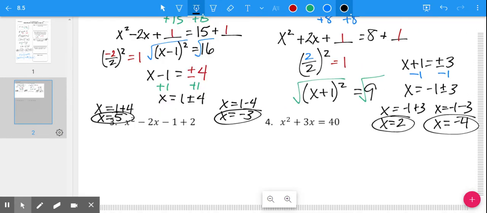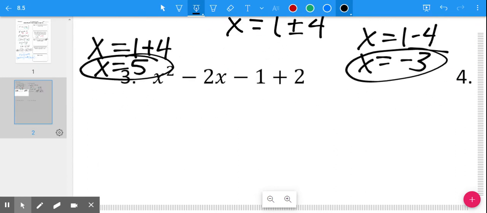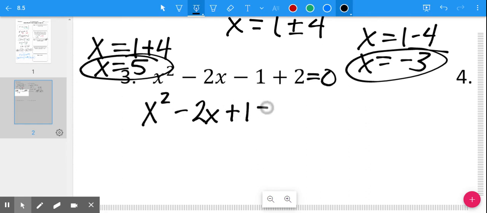So the next one we're going to do is this one. And I'm going to let you guys do this one after we simplify it. So we have x squared minus 2x. Negative 1 plus 2 is plus 1 equals 0. So that's already a perfect square. I'm going to run this one since we started it.